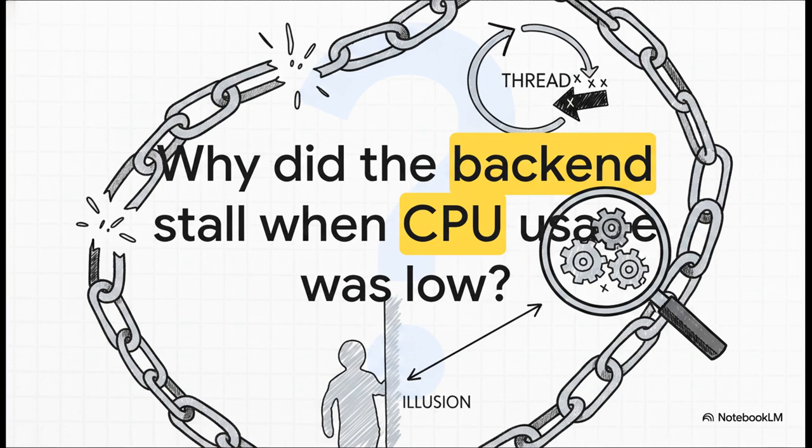So you've got to ask yourself this crucial question. Why on earth did the entire backend stall out when the CPU was basically just sitting there idle? It feels like a total paradox, right? Well, to solve this mystery and catch our killer, we have to look way past the illusion of a healthy CPU metric and dig into the actual nitty-gritty mechanics of concurrency in your application.